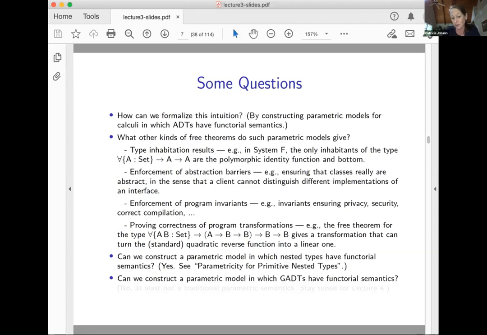And you might wonder, can you construct a parametric model in which GADTs have functorial semantics? And here the answer is a little bit more interesting. No, at least not if you're thinking of parametric semantics in the traditional way. That will be something we'll talk about in the next and last lecture. And maybe I should also say that I don't know of any kind of parametric semantics for GADTs right now. Okay, so this is an open question. It's something I'm actively working on. And Daniel, who's monitoring the chat, is also involved in this work.